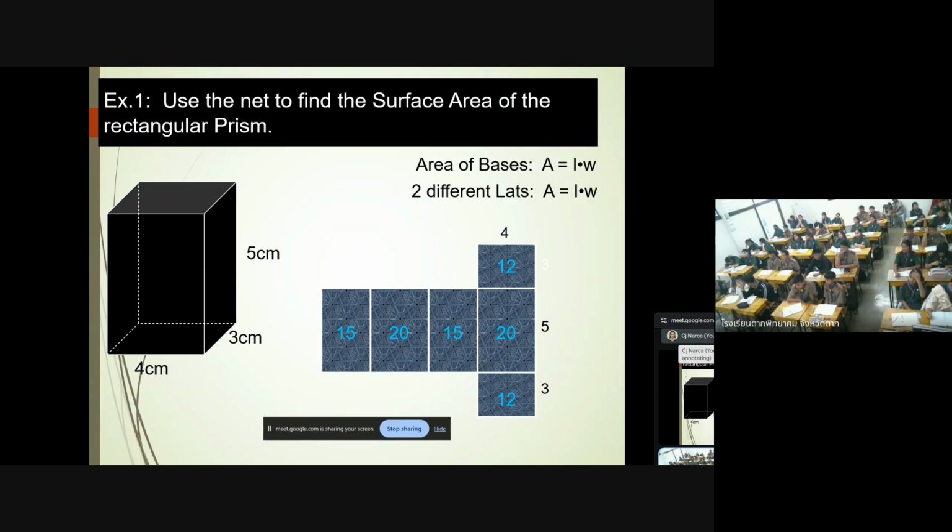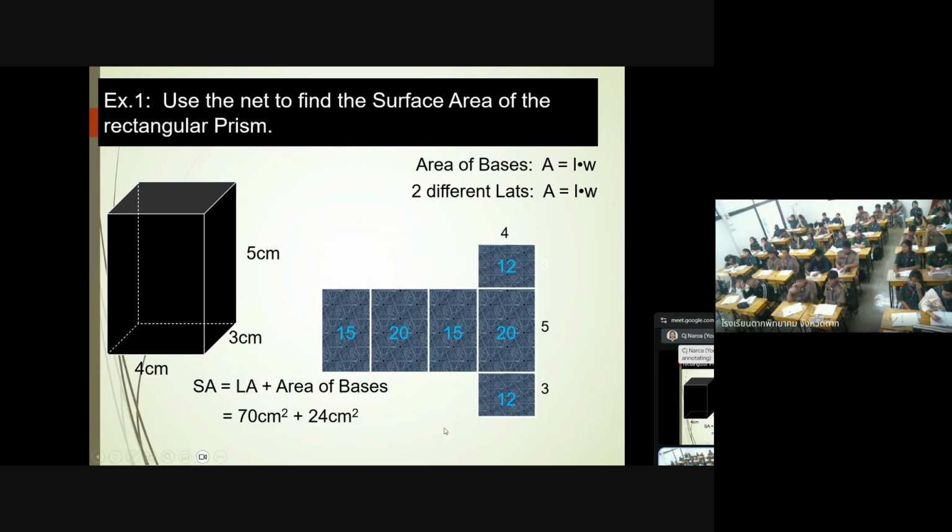And then we also have 24. Therefore, we get the lateral area and the area of the bases, which is 2 times 12, so 12 plus 12, we have 24. If you add it, the answer is 94 centimeters squared. Understand? This is by doing a net. But we have a formula to solve this.